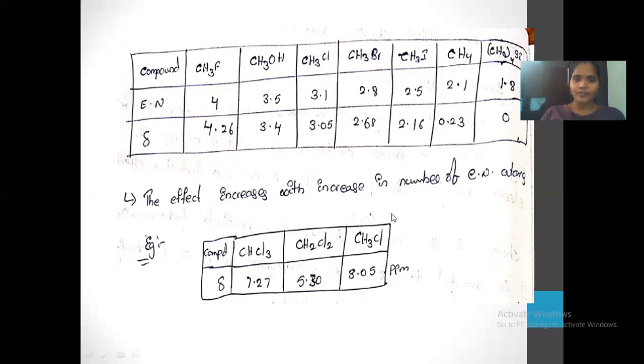Even the effect of the change in the delta value will be affected by the number of electron withdrawing groups or electron donating groups. Here I took an example of electron withdrawing, again chlorine. If one chlorine is there, its delta value is 3.05, and if two chlorines are there, its delta value is increasing, meaning the nucleus peak shifted towards the downfield. If three are there, then it still moves towards the left side, meaning towards the downfield. Its value becomes 7.27.